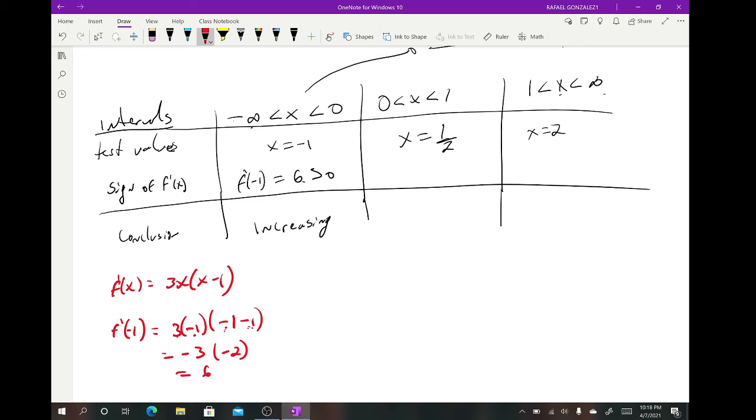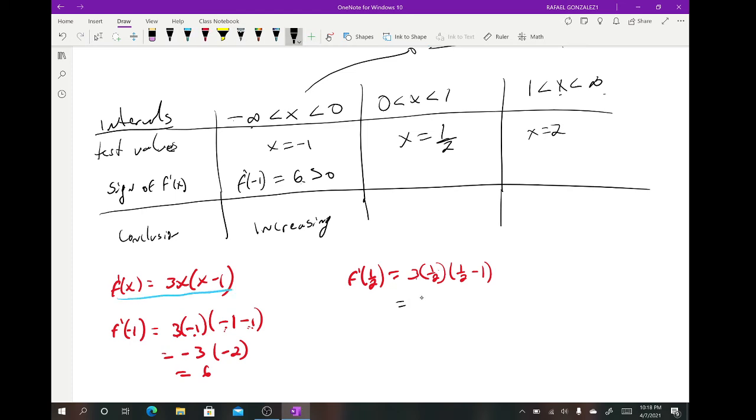Well, for the second interval, we have x is equal to 1/2. So we test using the derivative. Keep that in mind. I'm using the derivative for the test, not the actual original function. In any case, this is going to be equal to 3 times 1/2 times 1/2 minus 1. Just plug it into the derivative.